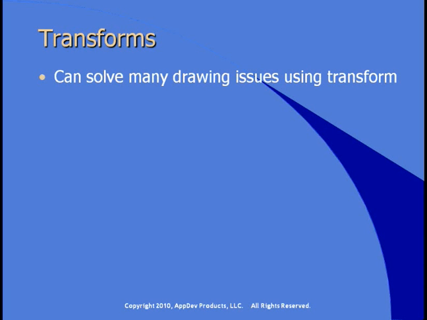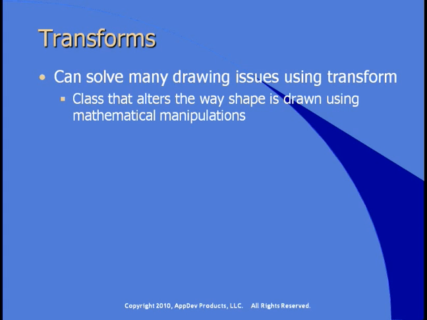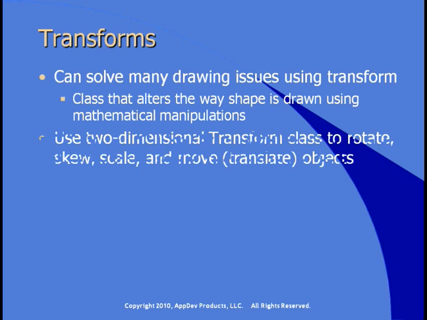You can solve many drawing issues using some form of a transform. And a transform is a class that alters the way a shape is drawn using mathematical manipulations. I could tell you we were going to study matrix manipulation, matrix multiplication here, which you would need to study if you want to dig deep into this, but they've made it simple to use these transforms, so you don't generally have to do that.